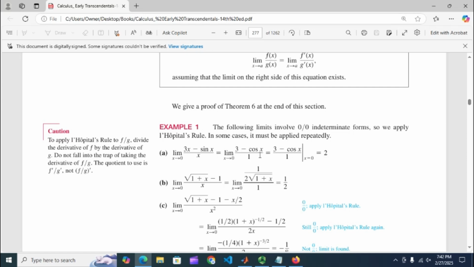So eventually we reach a point where we don't have to take the derivatives anymore. 3 minus cosine x over 1, and that's where we stop taking derivatives, and we plug in 0 in place of x, so it'll be 3 minus 1 over 2, and that's how we get 2. Okay, so let's go to MATLAB here.